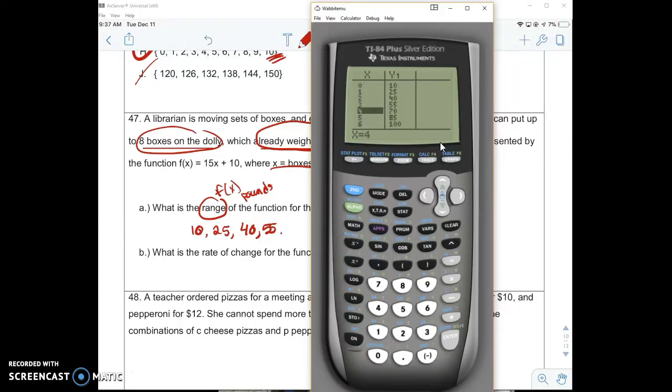With 4 boxes, my cart weighs 70 pounds. 5 boxes, 85 pounds. 6 boxes, 100 pounds. 7, 115. And with 8 boxes, our cart weighs 130 pounds.